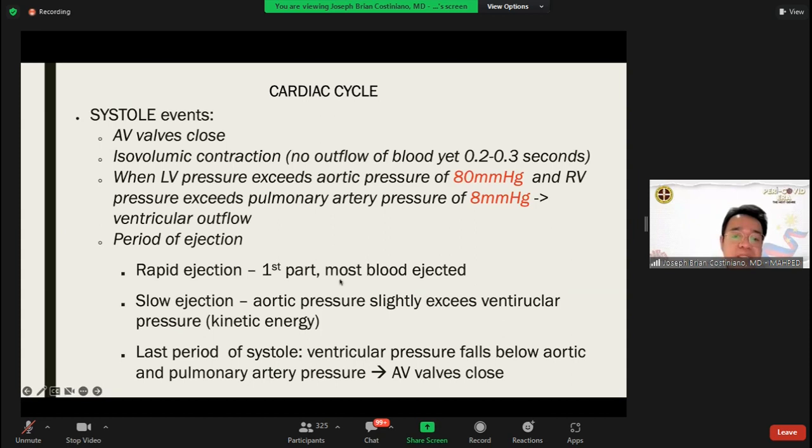And your last period of systole is when your ventricular pressure falls below your aortic and pulmonic artery pressure, no? So bumaba na siya, less than 80 and less than 8. So pag bumaba na siya, of course, your aortic and pulmonic valves will then shut off.